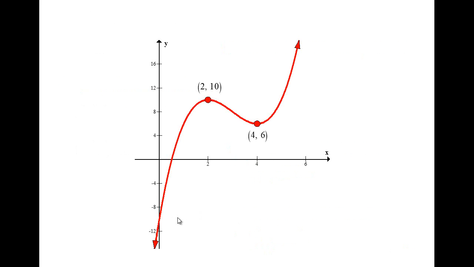And here's the graph of f. So recall that at 2, f of 2 was the local max, and f of 4 is a local minimum.